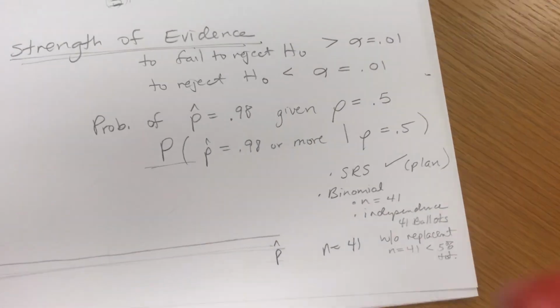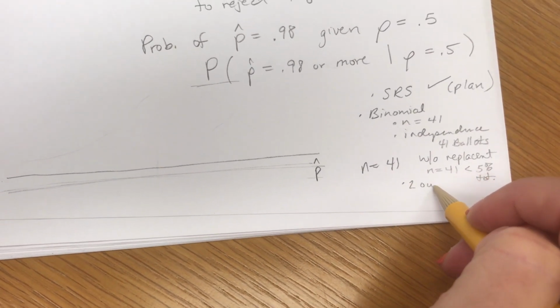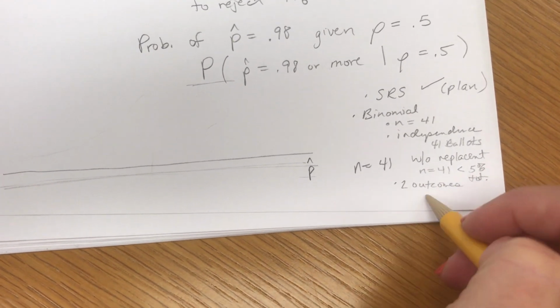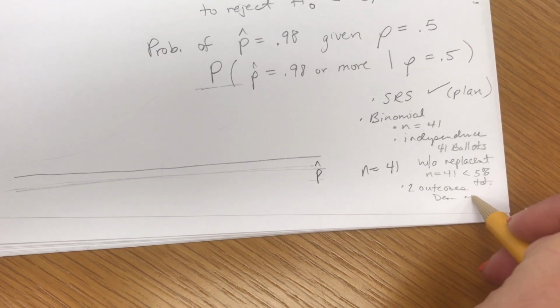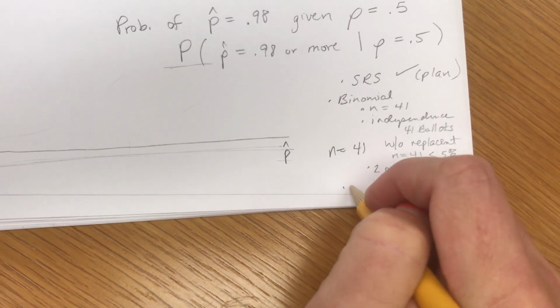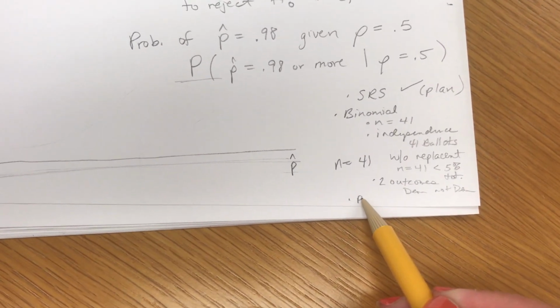There are a couple more conditions. I have to have two outcomes because it's a binomial. They are either Democrat or not Democrat. Dem, not Dem, tiny. And then probability. So what is the probability that one of the ballots is a Democrat?